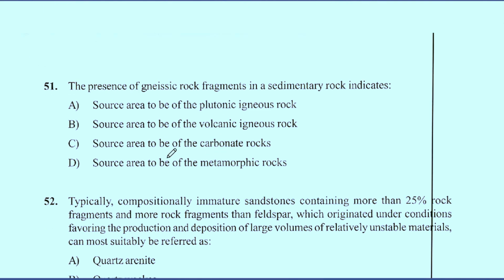Next question is: the presence of gneissic rock fragments in sedimentary rock indicates... Suppose we are getting a sedimentary rock here, and we are getting fragments of metamorphic rock, that is gneiss. It means this fragment is coming from the source, so the source should be metamorphic, because we are getting fragments of gneissic rock.